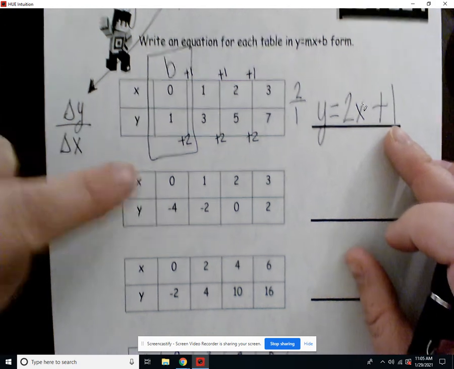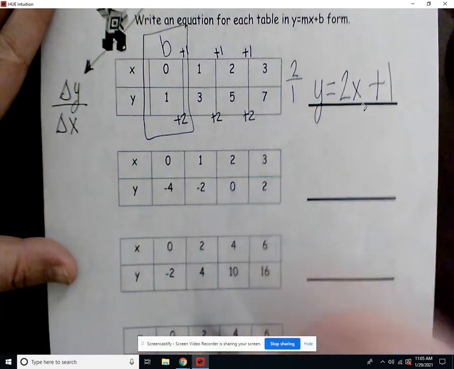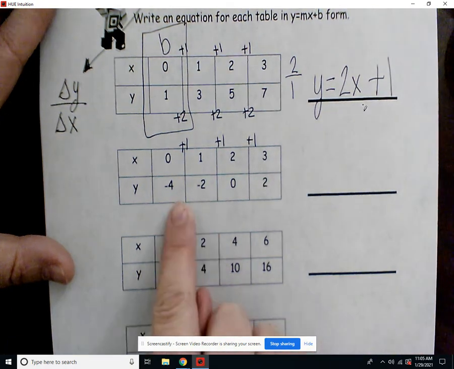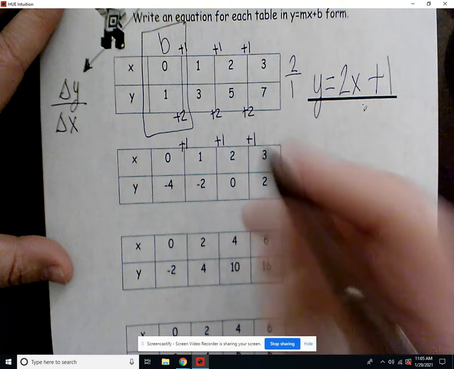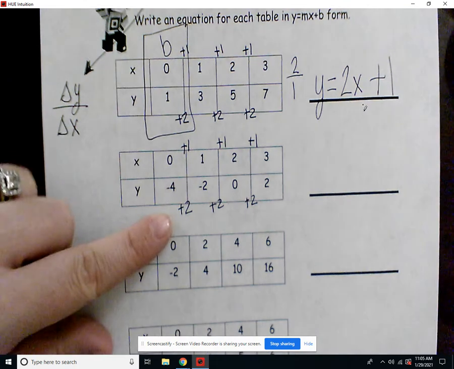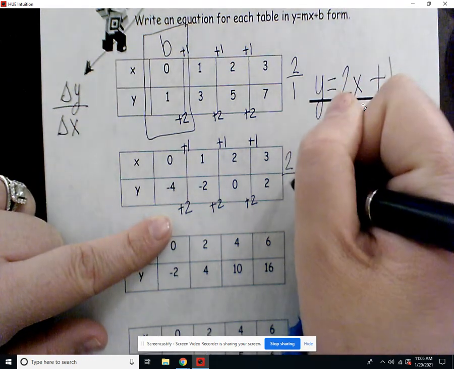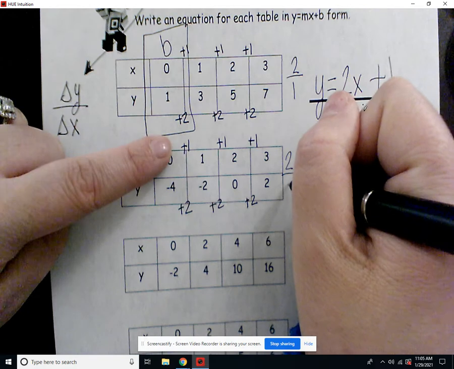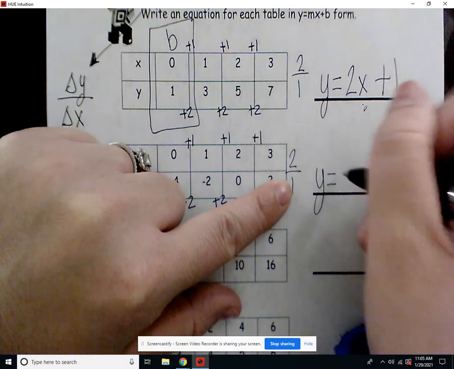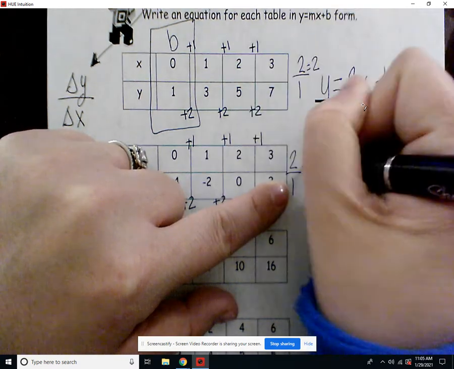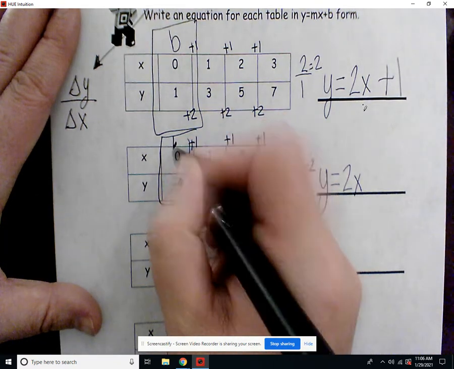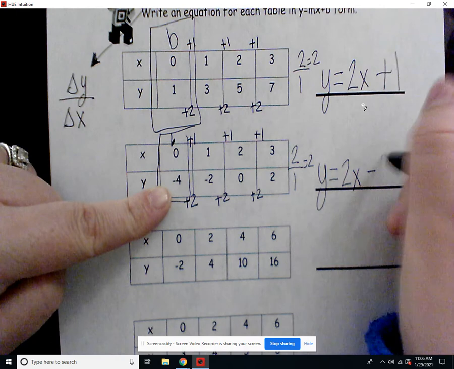Okay, for this next one, again we find our change. Our x's, we're adding 1. With negatives, skip it and go to the positive ones. We can go from 0 to 2, which is adding 2, so the other ones will be the same. We take our change of y on top over our change in x, which is 1. So 2 over 1 is 2x. And again, when your x is 0, your b is your y, so this is going to be minus 4.